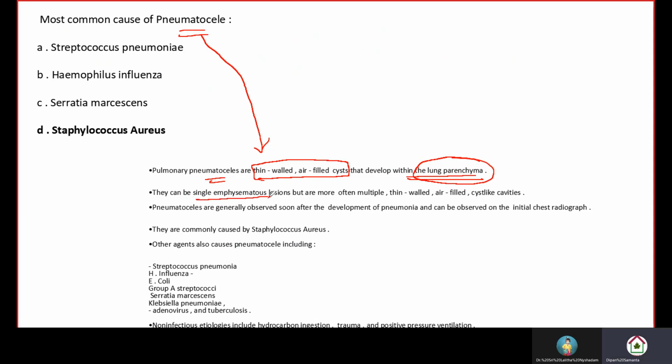They can be single emphysematous lesions, but are also more commonly multiple thin-walled air-filled and cyst-like cavities. Pneumatocysts are generally observed soon after the development of pneumonia and can be observed on the initial chest radiographs. They are commonly caused by Staph aureus. Other causes of pneumatocysts include Streptococcus pneumonia, H. influenza, E. coli, group A Streptococci, Serratia marcescens, Klebsiella pneumoniae, adenovirus, and tuberculosis.